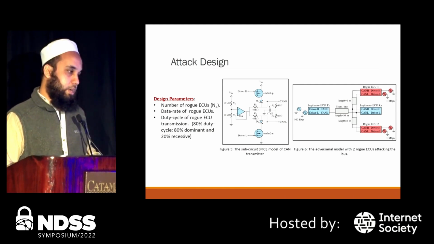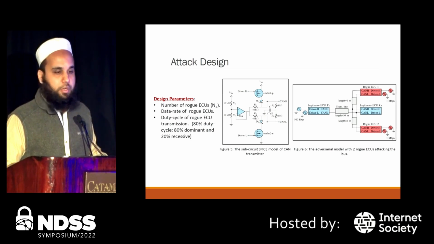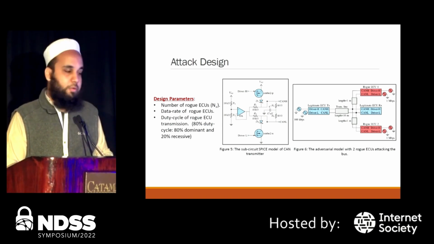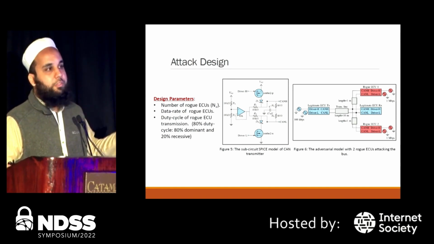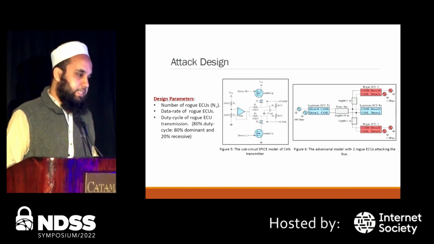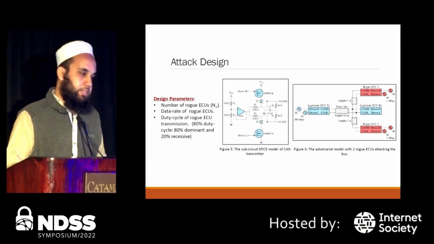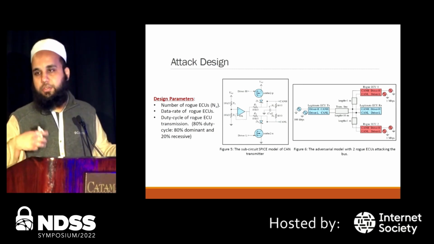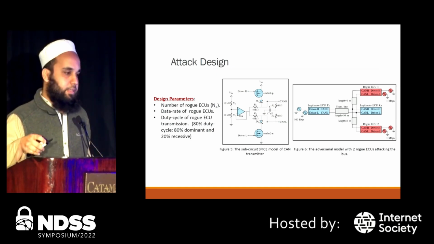How we design the attack. The main parameters that we need to optimize are the number of rogue ECUs that are needed, and what should be the data rate, the data pattern, and the duty cycle. So we designed a SPICE model for a practical CAN transceiver, and on the right, in Figure 6, you see the adversarial model. We have a legitimate ECU communicating with the legitimate receiver, and rogue ECUs around them trying to modify the bits.